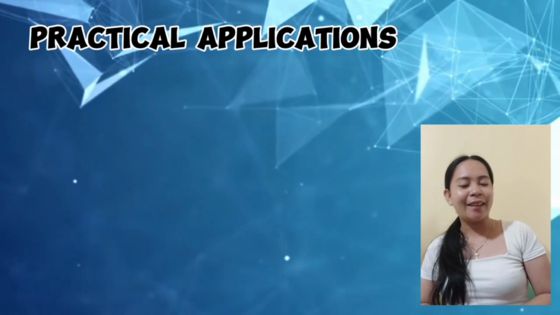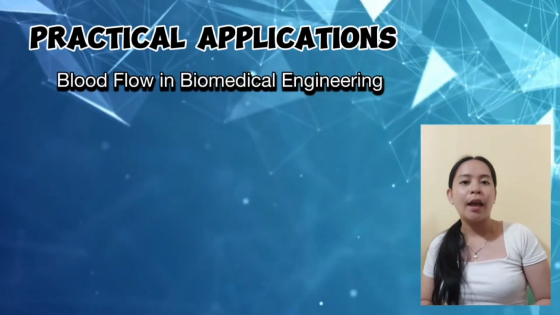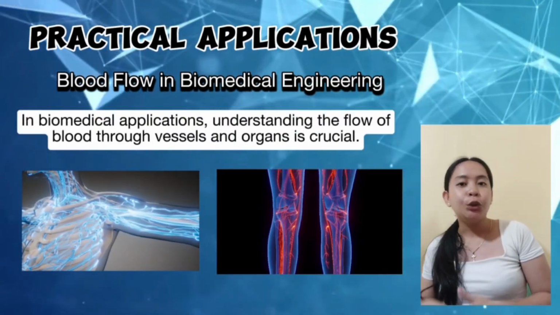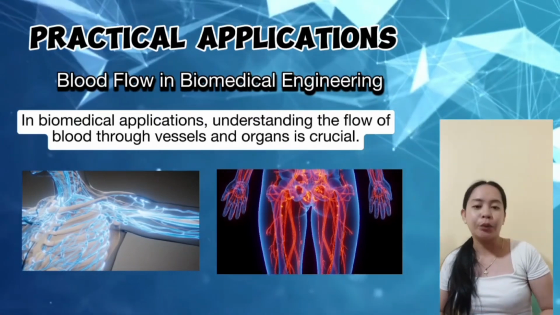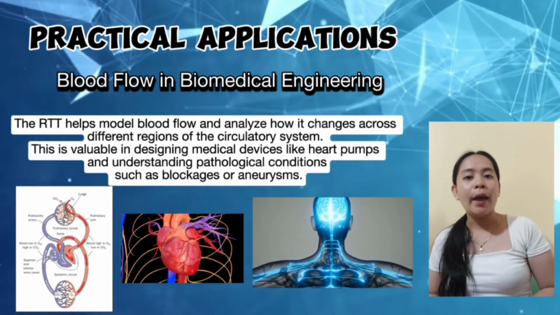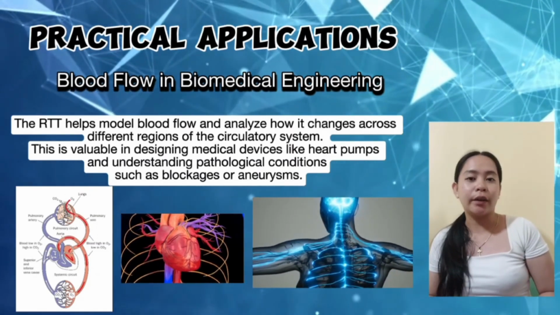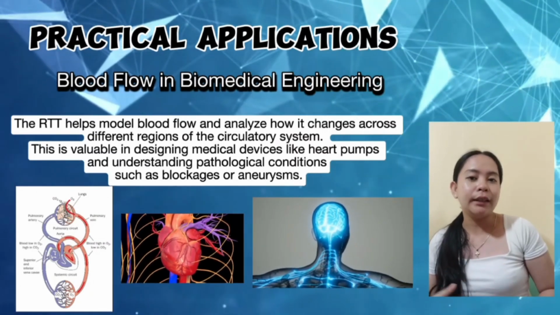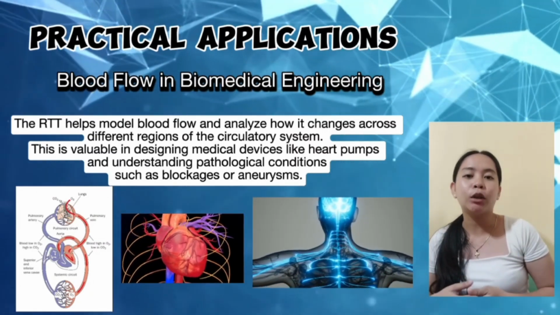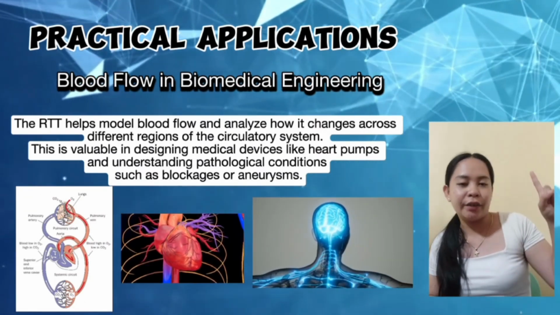So next practical application is blood flow in biomedical engineering. In biomedical applications, understanding the flow of blood through vessels and organs is crucial. The RTT helps model blood flow and analyze how it changes across different regions of the circulatory system. This is valuable in designing medical devices like heart pumps and understanding pathological conditions such as blockages or aneurysms.